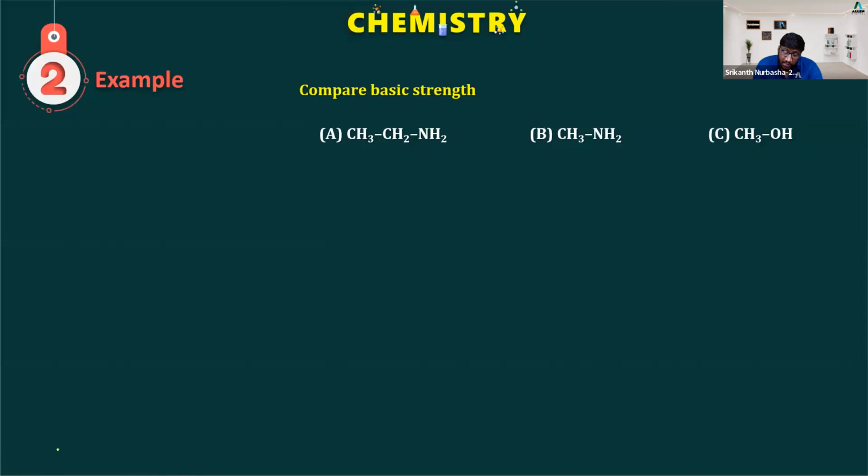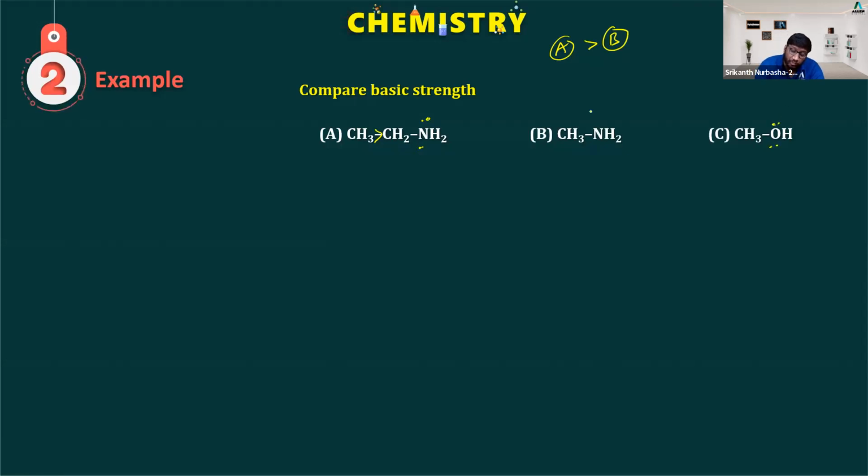Compare here: CH3CH2NH2, CH3NH2, CH3OH. Compare basic strength. Lone pair of electrons on nitrogen is there. We have CH3NH2 and CH3CH2NH2, which means electron donation is there. So when you compare A and B, A will be greater than B. Why? Because the electron donating group present in A increases the electron density on nitrogen, thereby increasing the attack. More electron density means more possible attack.